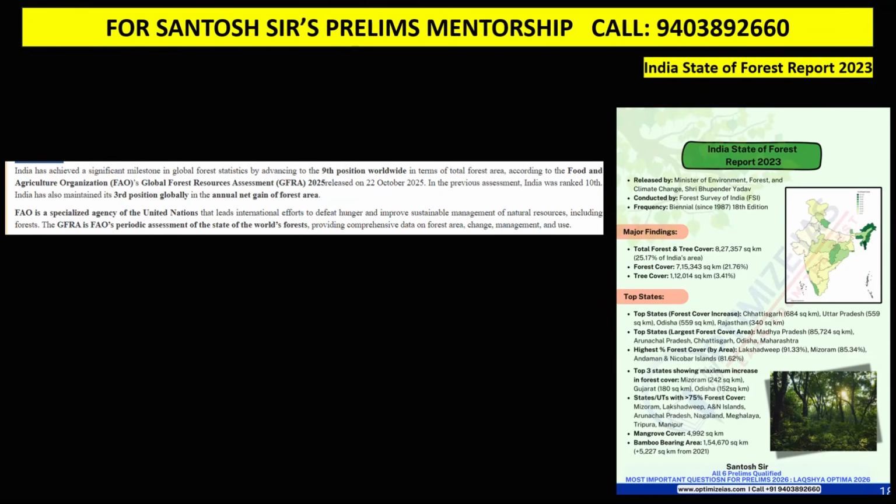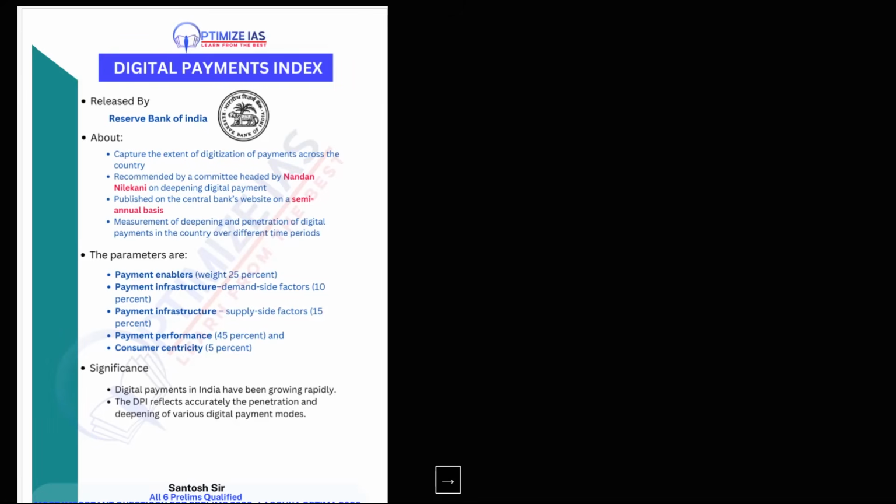Another, guys, there is one report which has come, which has ranked India ninth for the total forest cover. The name of the report is Global Forest Resource Assessment Report. It has been brought by FAO, Food and Agriculture Organization. Okay, this is again very, very important. You can have a look at it. India Forest Report 2023, you can have a look at this also.